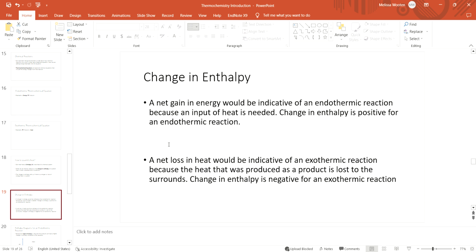A net gain in energy would be indicative of an endothermic reaction because input of heat is needed. The change in enthalpy is positive for an endothermic reaction. A net loss in heat would be indicative of an exothermic reaction, because the heat that was produced as the product is lost to the surroundings. The change in enthalpy is negative for an exothermic reaction.